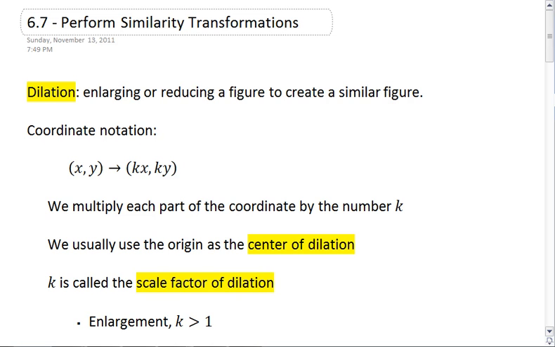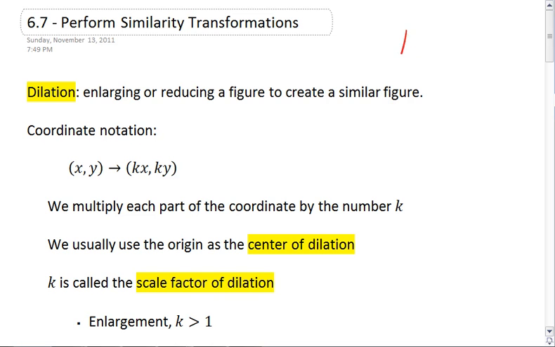In section 6.7, we'll be performing similarity transformations. Remember, we've talked about transformations before. We've looked at reflections, rotations, and translations. Remember, a reflection is when we reflect a figure across a line, like a mirror.